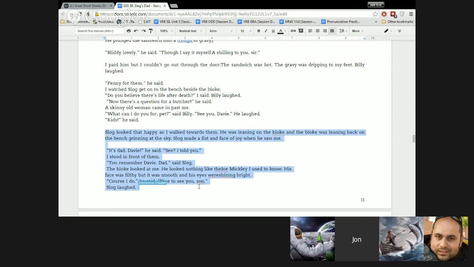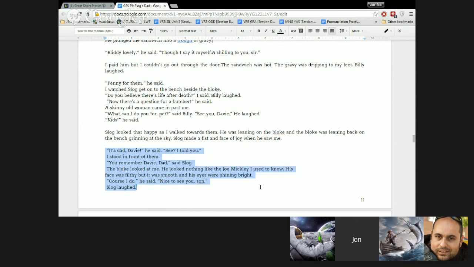Keep going. "It's Dad," Davy said. "See, I told you." I stood in front of them. "You remember Davy?" "Dad," said Slug. The bloke looked at me. He looked nothing like the Joey McClay I used to know. His face was filthy. But it was smooth and his eyes were shining bright. "Of course I do. It's nice to see you, son."